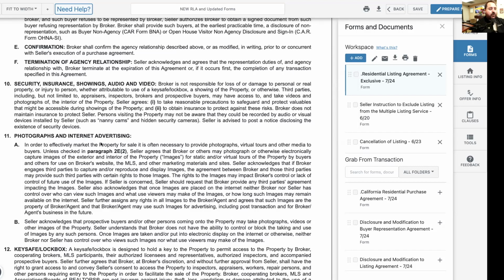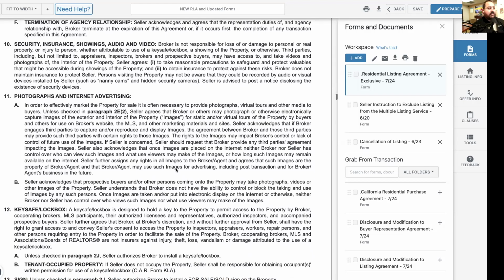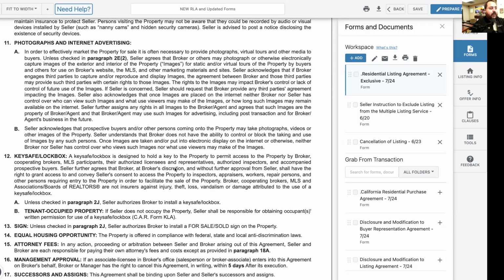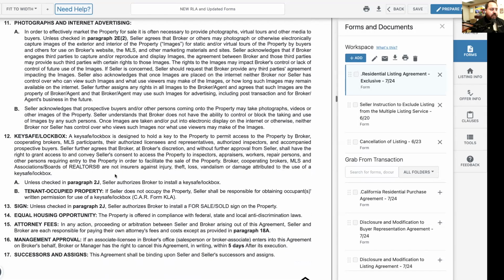This talks about the photographs. So we were talking about not having photographs, so it explains to them how that works. Explains how the key safe lockbox works and the benefits.